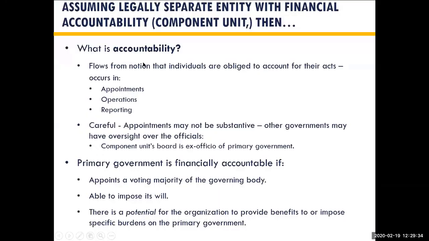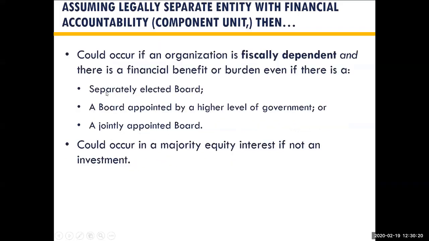And again, some of this accountability flows from the relationship between the government and the potential component unit. For example, is there some form of appointment authority, operational authority, or reporting authority? Is there some form of board official that happens to be an elected official of the primary government sitting on the board of the potential component unit? And again, there is financial accountability versus operational accountability, all of which need to be analyzed as part of whether or not a component unit relationship exists. And if the answer is yes, what type of component unit is it?